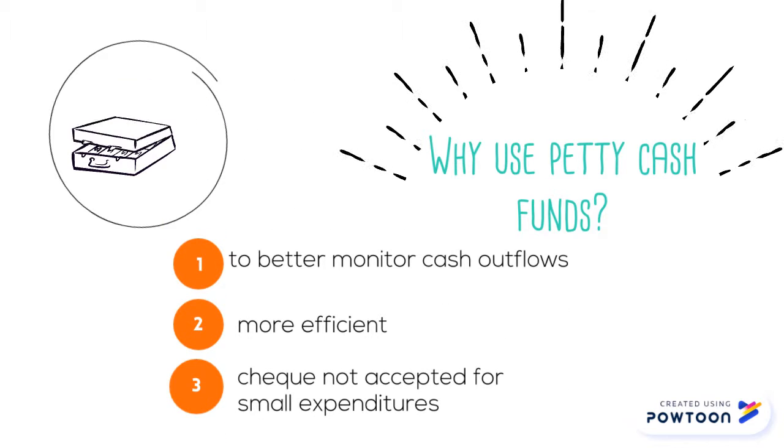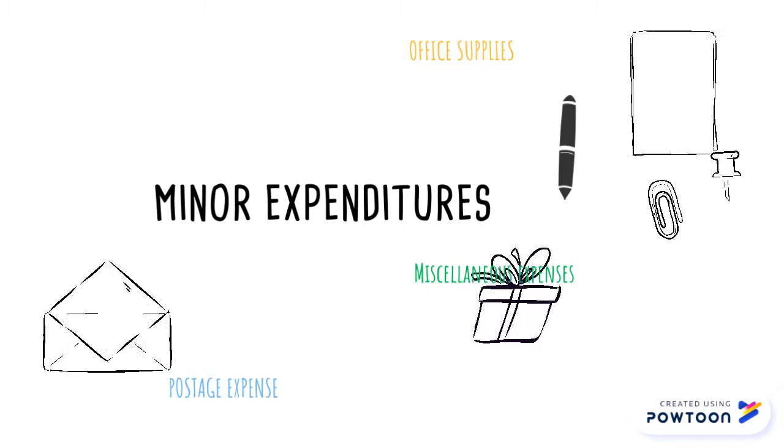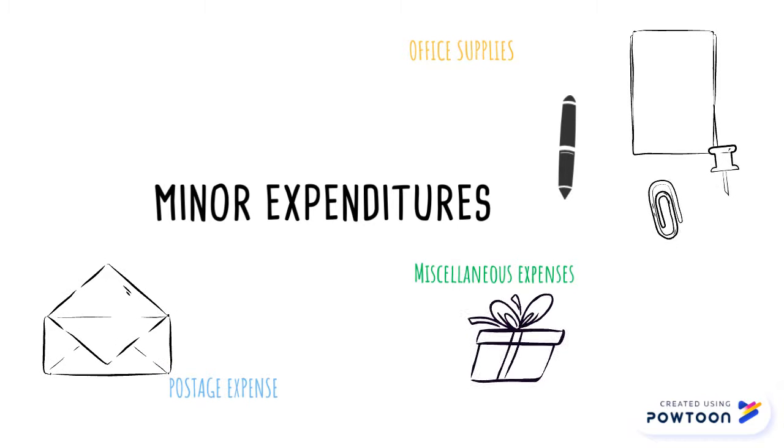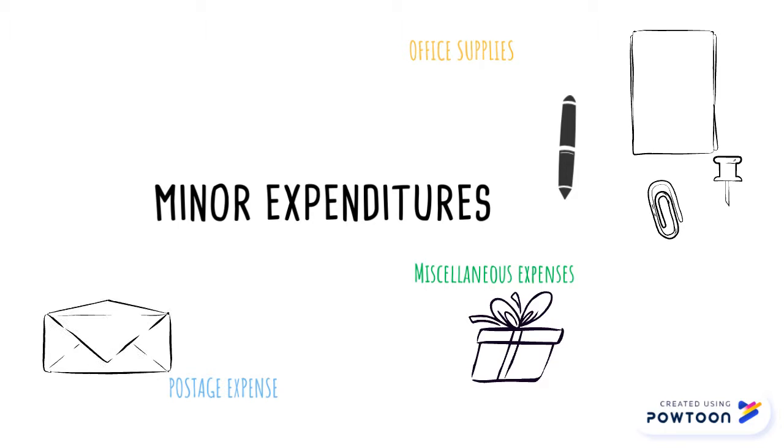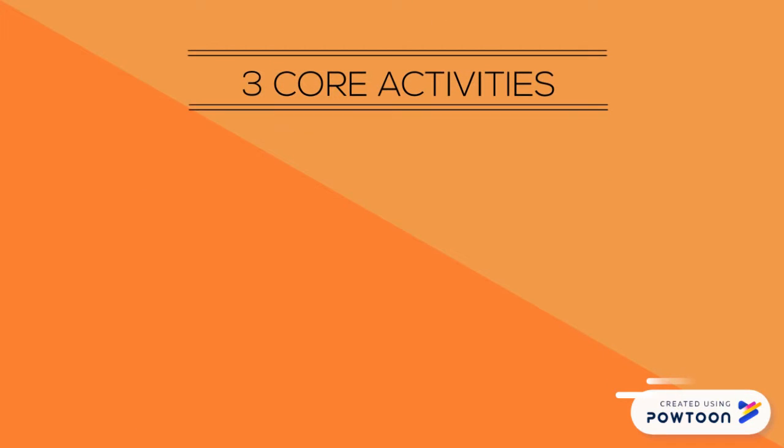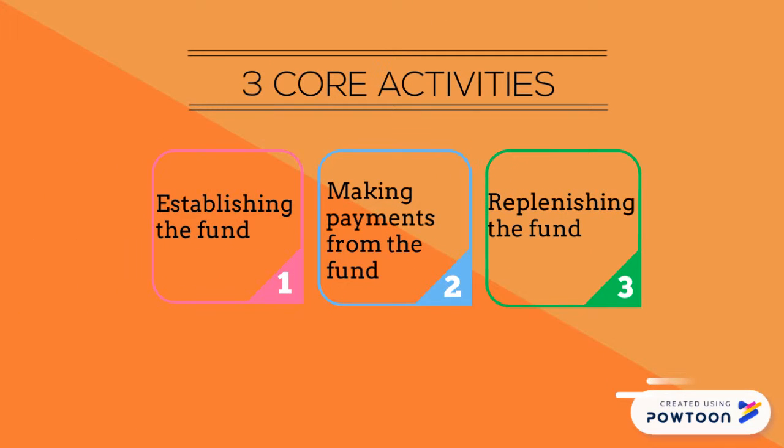Minor expenditures can encompass expenses such as postage for small mailings, office supplies, and miscellaneous items such as a gift to a client. Whilst the scope and size of a petty cash fund will vary across businesses, all petty cash funds involve three core activities, which are establishing the fund, making payments from the fund, and replenishing the fund.